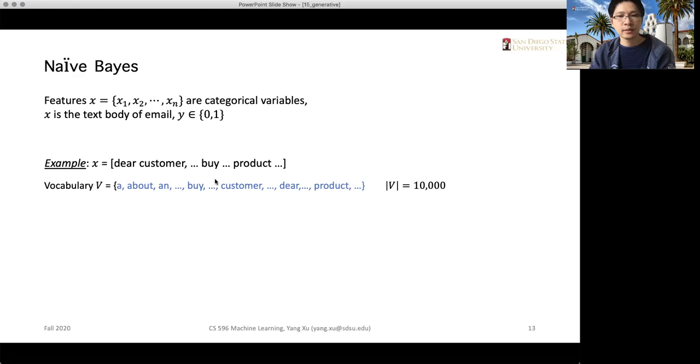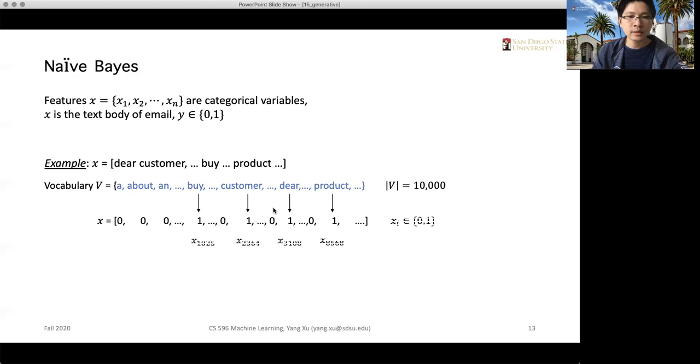So we can construct a vocabulary, which may be a pretty big number, because a vocabulary should list all the words that are possible to appear in an email, right? So say we can encode those words as categorical numbers, as 0 or 1, right?